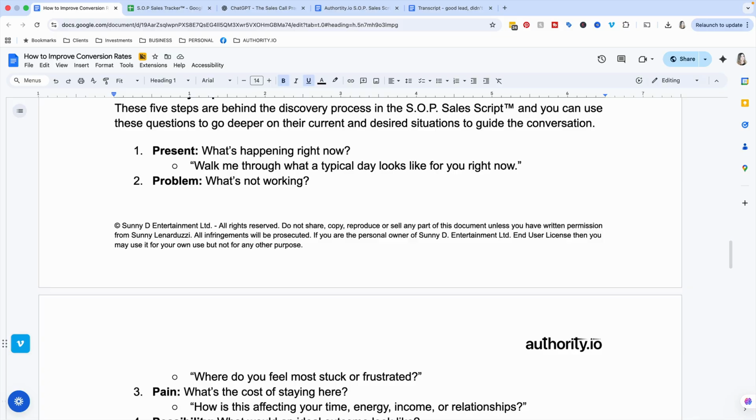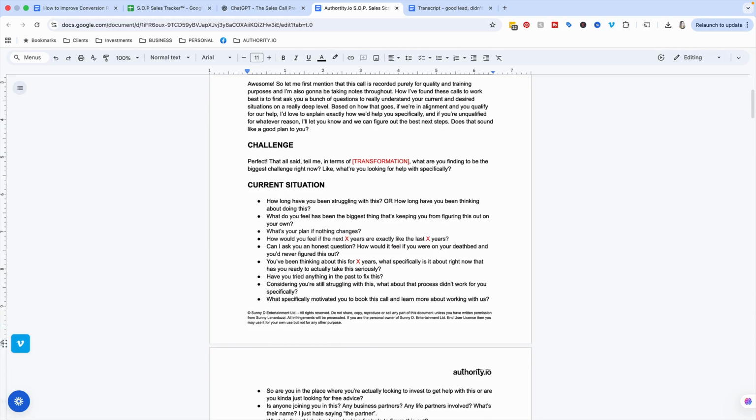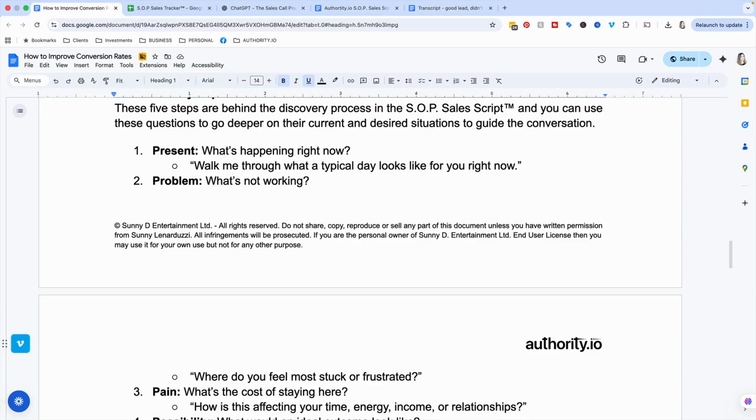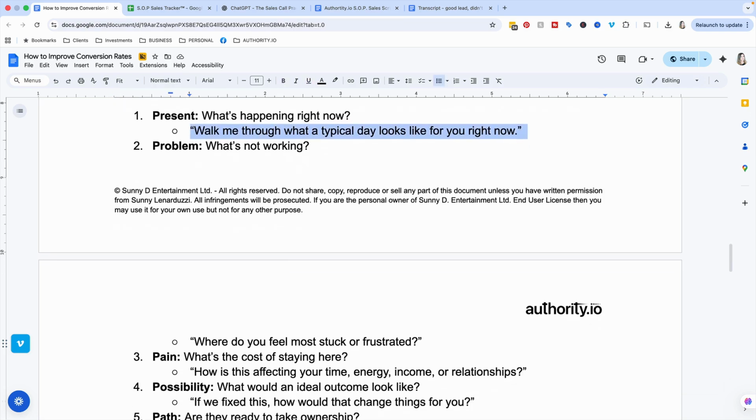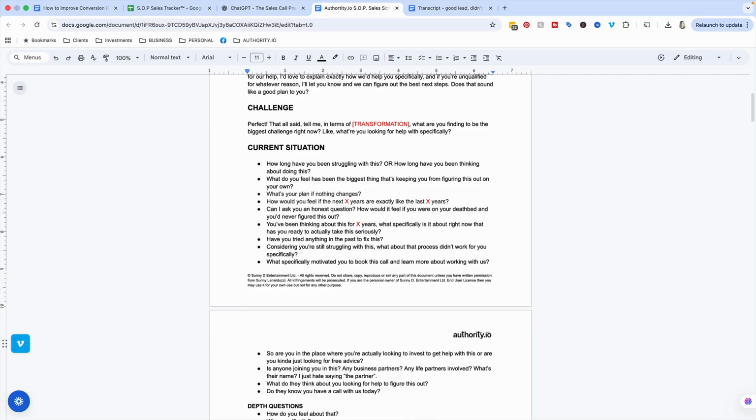So what we really want to go through is, okay, what's the present situation? So of course, if you look at this SOP sales script, we start with the current situation. It's a present situation. And we have these questions in here. This is just kind of an additional question you could think through. So walk me through what a typical day looks like for you right now. So you can add that into your repertoire of questions that you have in here. Okay?